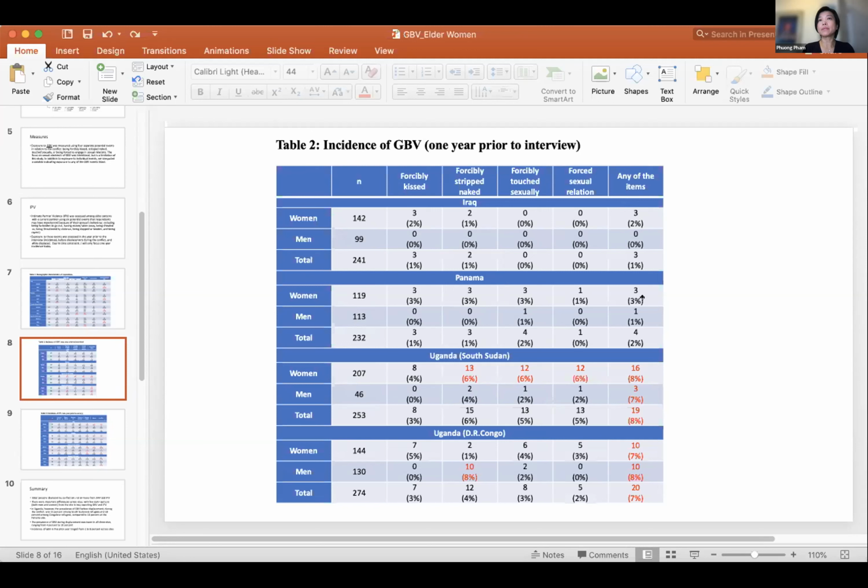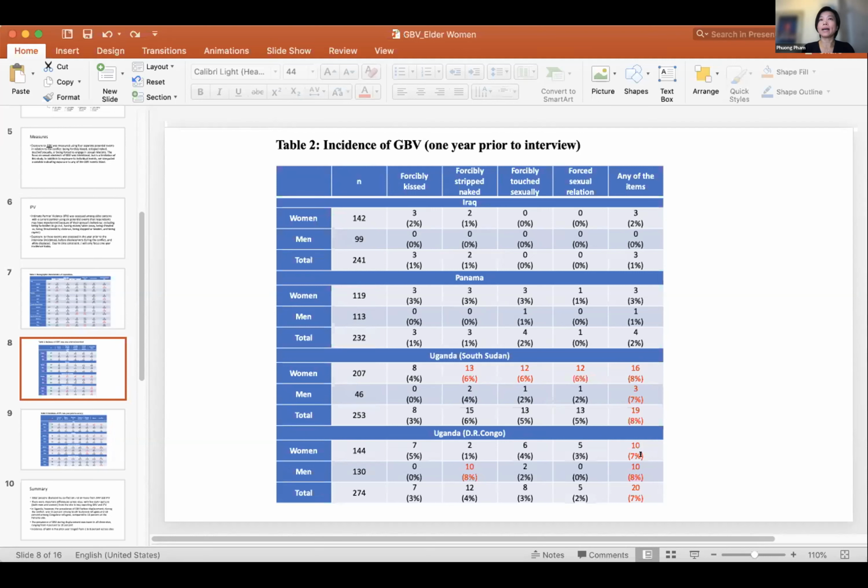You'll see the same thing in Panama. Here we have about 3% of women who reported that they had experienced one of these events, and only 1% of the men, specifically on the forcibly touched sexually item. However, in Uganda, you will see that about 8% of the women we interviewed reported any of the items, and a pretty high percentage for men as well. And so you will see almost equally the same, and this is the same in both of the populations.